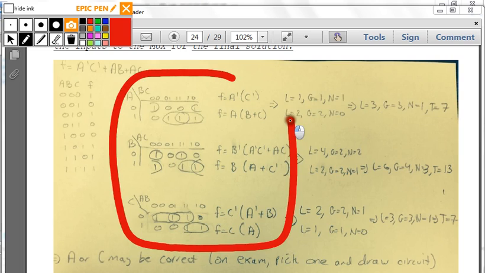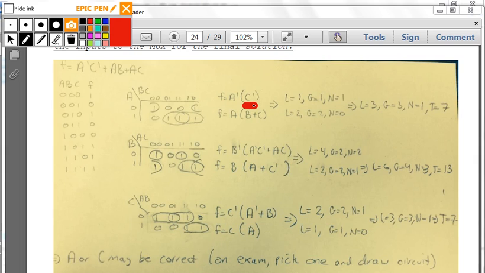now the next step is give me the cost. So what's the cost of this? So it's going to be literal is 1, right? The gate cost is 1 because we have 1 literal and 1 gate, right? And then the inversion is 1. Does that make sense?